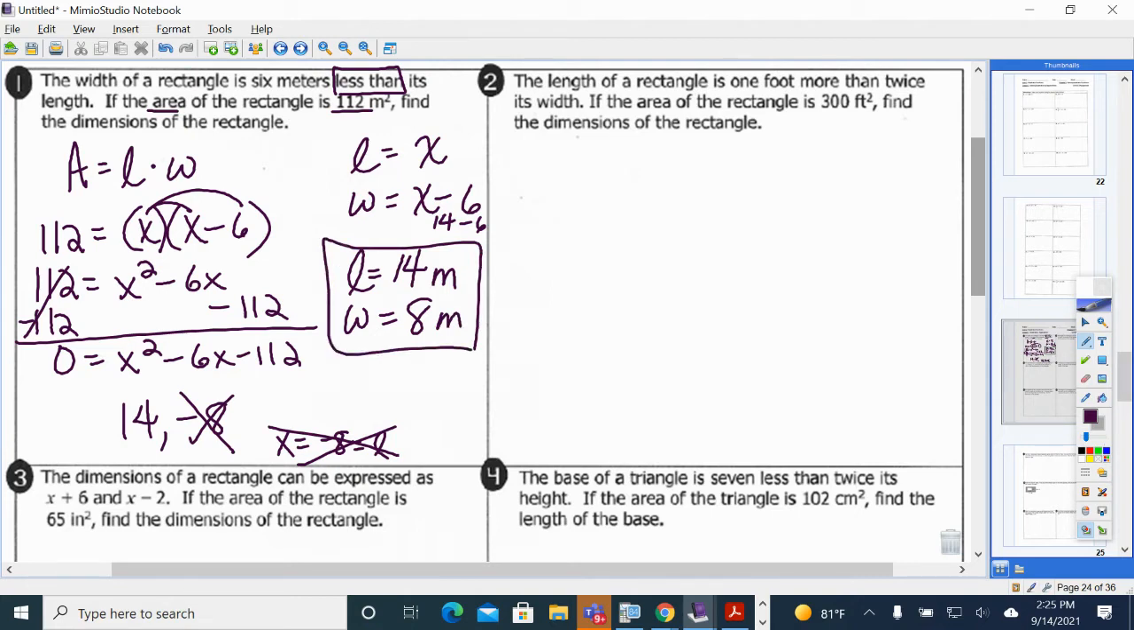All right, let's look at number 2. Number 2 says the length of a rectangle is 1 foot more than twice its width.